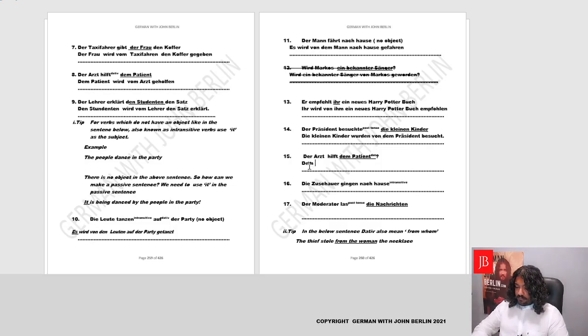Entschuldigung, not Ärzte, dem Patient. Very good. It's in the present form. So wird, dem Patient wird von dem Arzt. And the helping verb for helfen is geholfen. Fantastic. So dem Patient wird von dem Arzt geholfen. To the patient, help is being given by the doctor. Okay, fantastic.